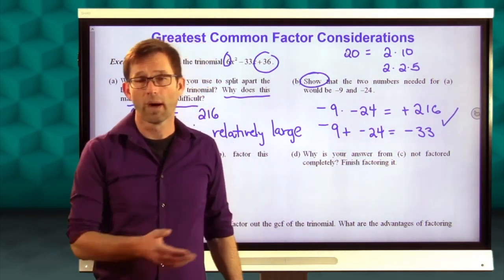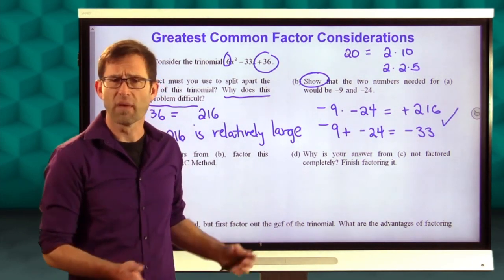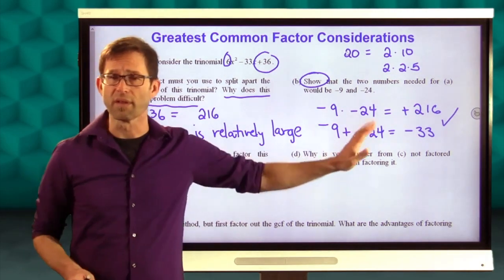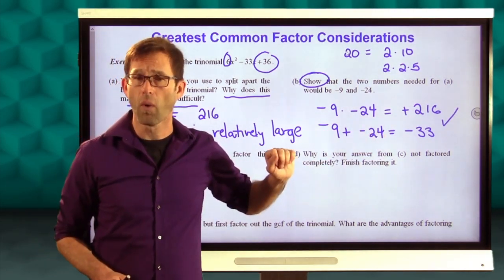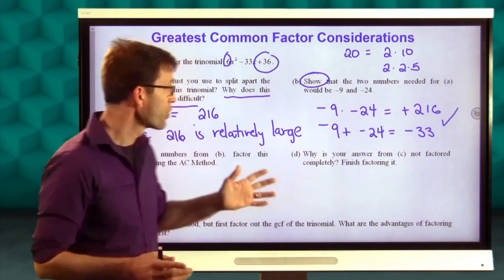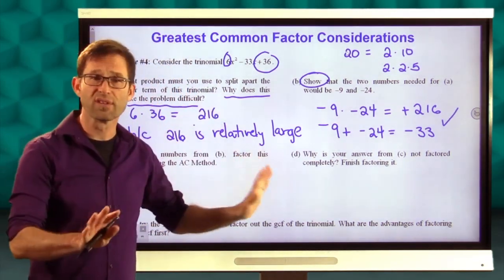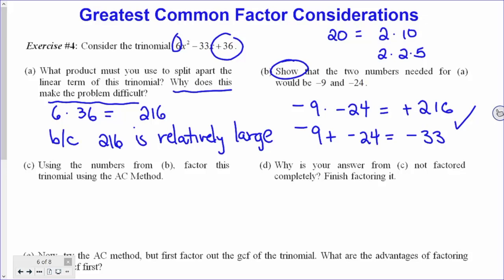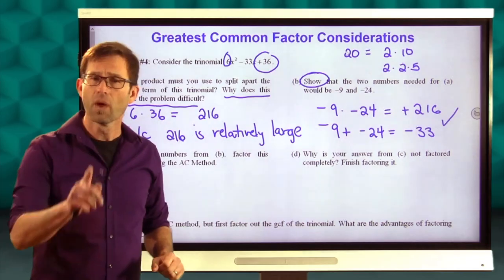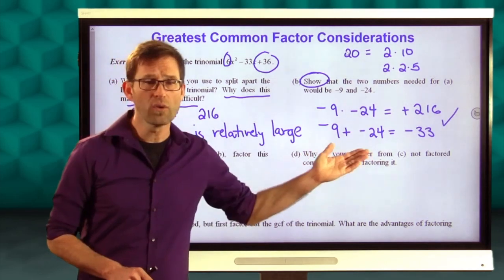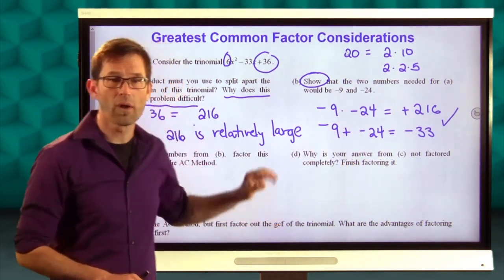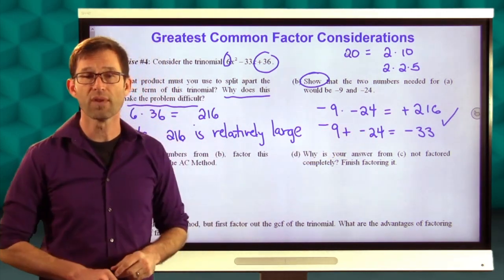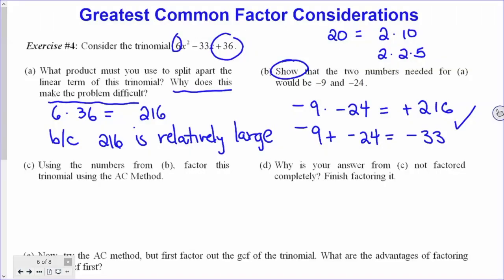Now you might ask, why did he just give me those instead of making me work for them? Well, the reason is that I don't want you to spend your time working on these. We'll eventually talk about why in just a moment. But for right now, we've got our two numbers. You didn't have to sit around and work on them. Letter C says, using the numbers from B, factor this trinomial using the AC method. Well, why don't you go ahead and try that? Here are your two numbers, negative 9 and negative 24. Factor this trinomial using those two numbers. Pause the video now and take a few minutes to do it.